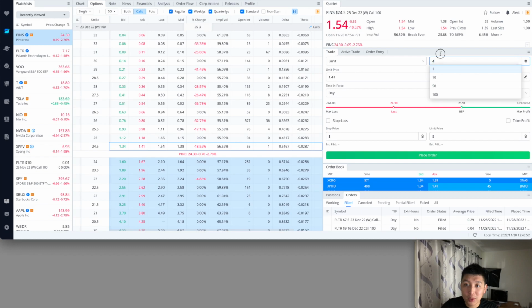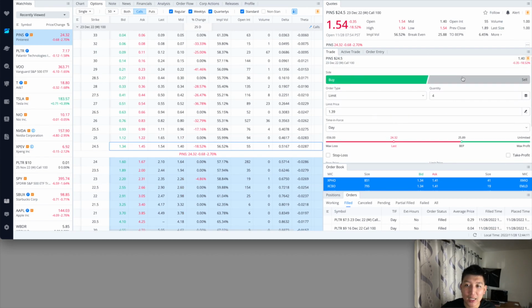Let's do four options right over here. And limit price, let's see, let's be 1.39. I want to be a little bit greedy, 1.39 over here. Let's see if it executes on 1.39. Actually, it's sell. I don't know why I had buy, 1.39.